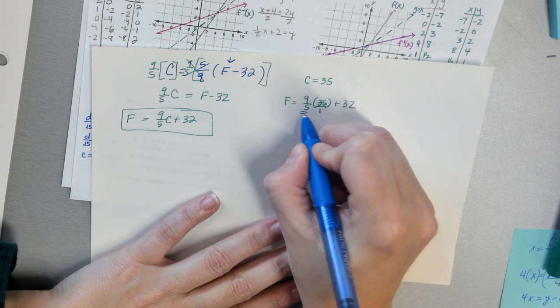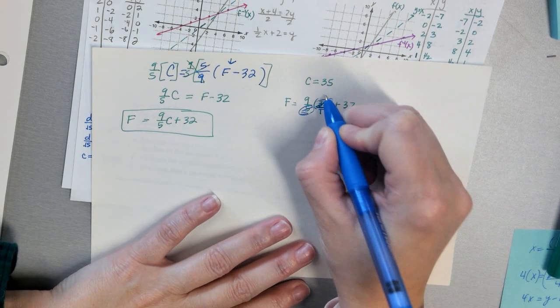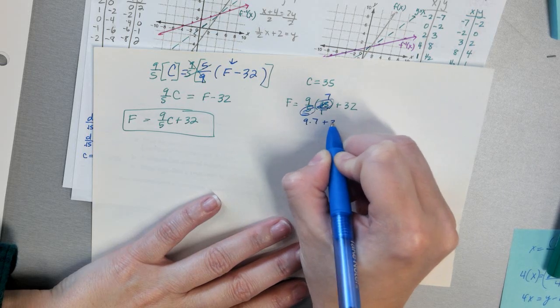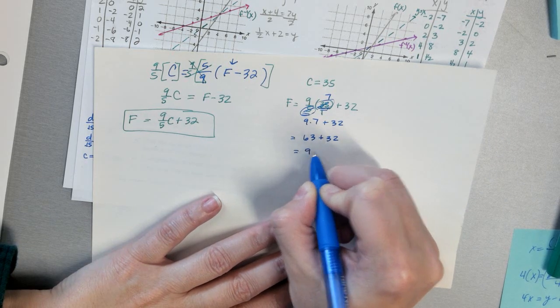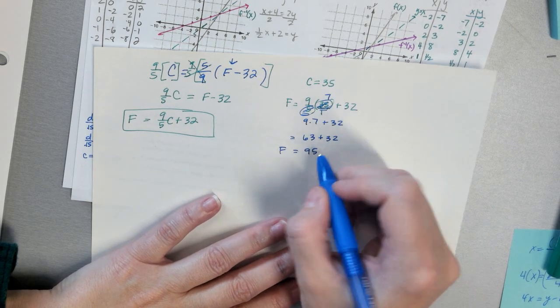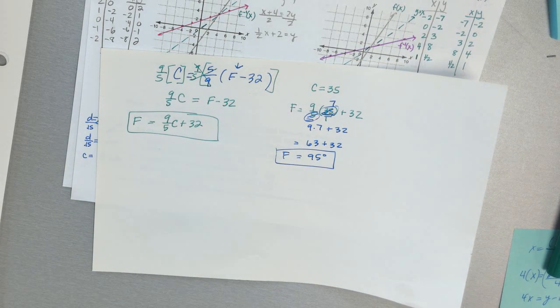Yeah, the 5 and the 35. What's 35 divided by 5? 7. So 9 times 7 plus 32. Isn't that going to be a lot quicker? Yeah. Okay, so if it's 35 degrees Celsius, it is a balmy 95 degrees Fahrenheit. Yay. Okay, so again, this is one that you did in your 4.2 homework. You are welcome to go back and look at that. Find some problems, or you can find some problems that have that, and we good to go.